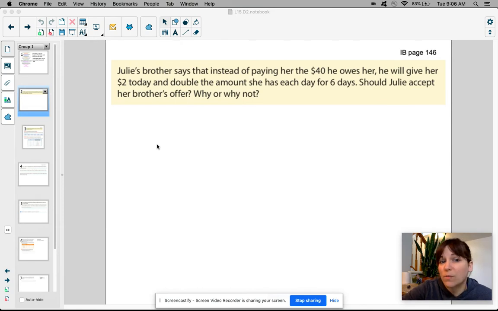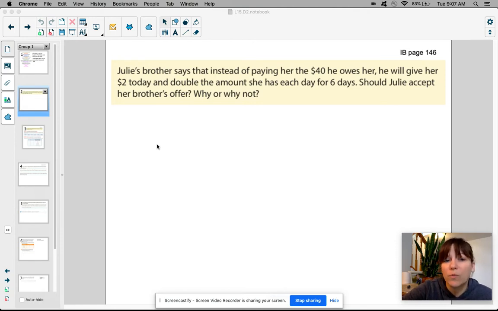So we are going to just be continuing to talk about how to solve problems that involve exponents now. So we've done a lot of work with writing exponents. What does the base mean? What does the exponent mean? And so now we're going to put it together and talk about some word problems. So this is our first word problem.